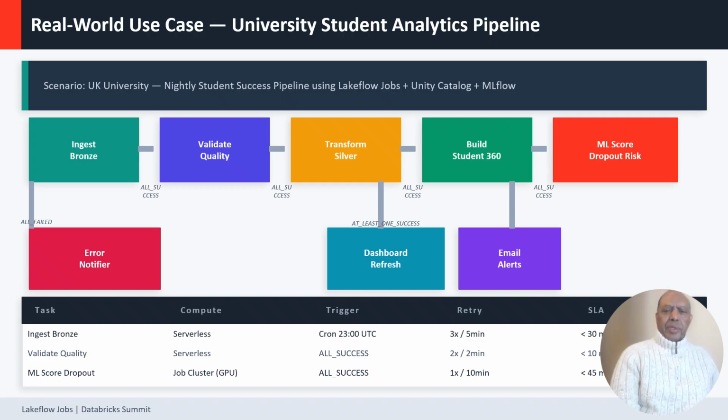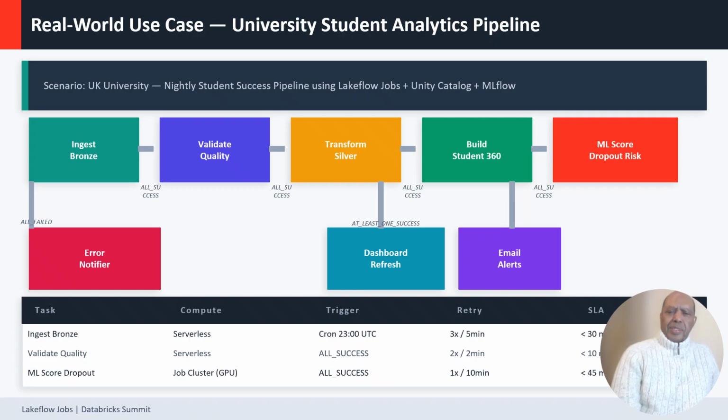T2 runs data quality checks: row counts, primary key uniqueness, schema validation. If T2 fails, the entire downstream chain is blocked, which is the right behavior. T3 is transformation, cleaning the bronze data into the silver layer. T4 builds the student 360 gold dataset, joining demographics, attendance, LMS activity, and grades.